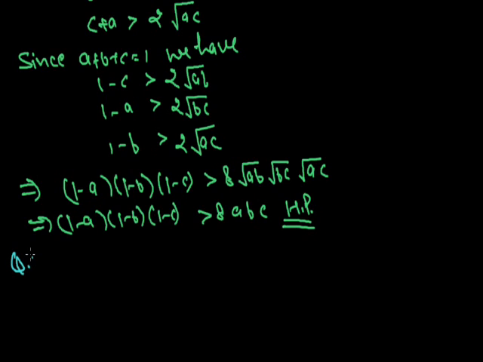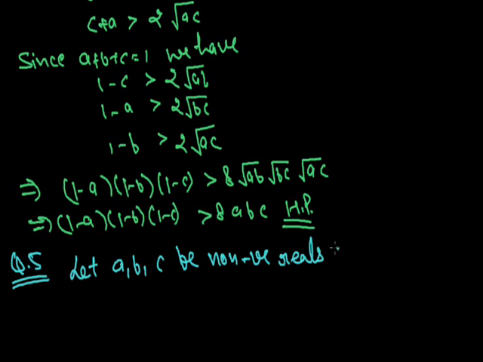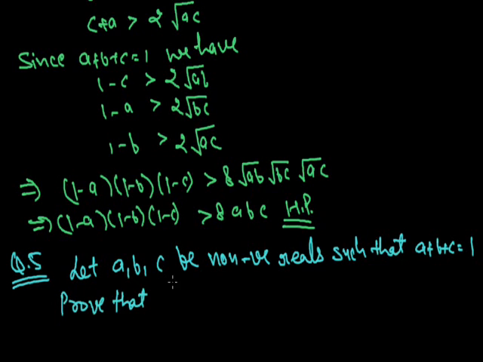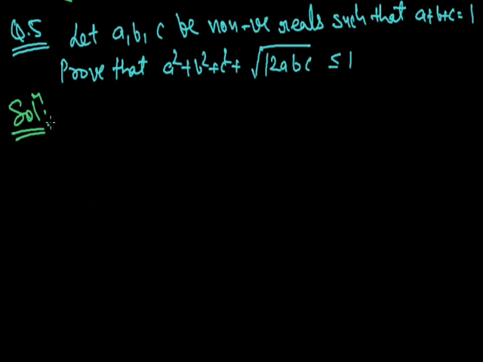Moving to our next question, question number 5, that is given to us as: let A, B, C be non-negative reals such that A plus B plus C is equal to 1, then prove that A square plus B square plus C square plus square root of 12ABC is less than or equal to 1. Let us have the solution of the given question.